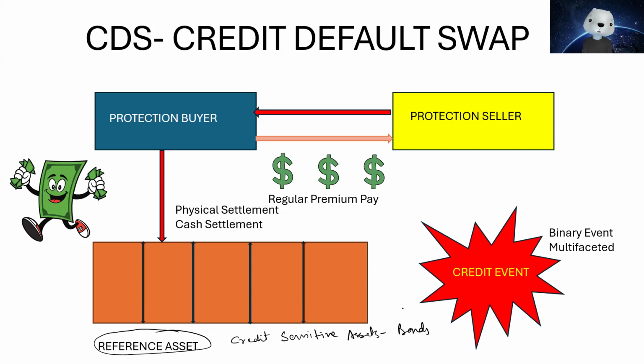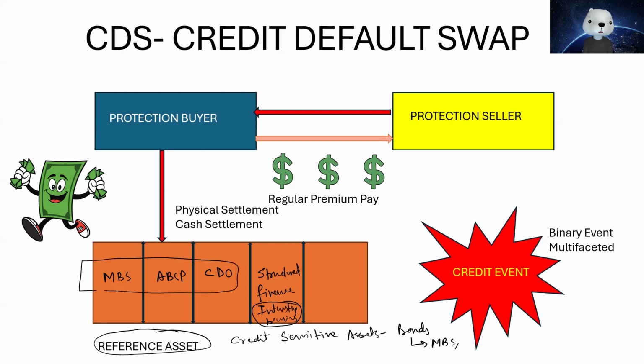And more precisely, if we are allowed to improvise on them, these were types of MBS, the asset-backed commercial paper, the collateralized debt obligation, and any other structured finance, which typically bore some sort of interest bearing cash flow. So as you may understand, the MBS or the ABCP or the CDO, all of them are primarily fixed income securities. And just like any other fixed income security, the biggest risk with them is the risk of default.